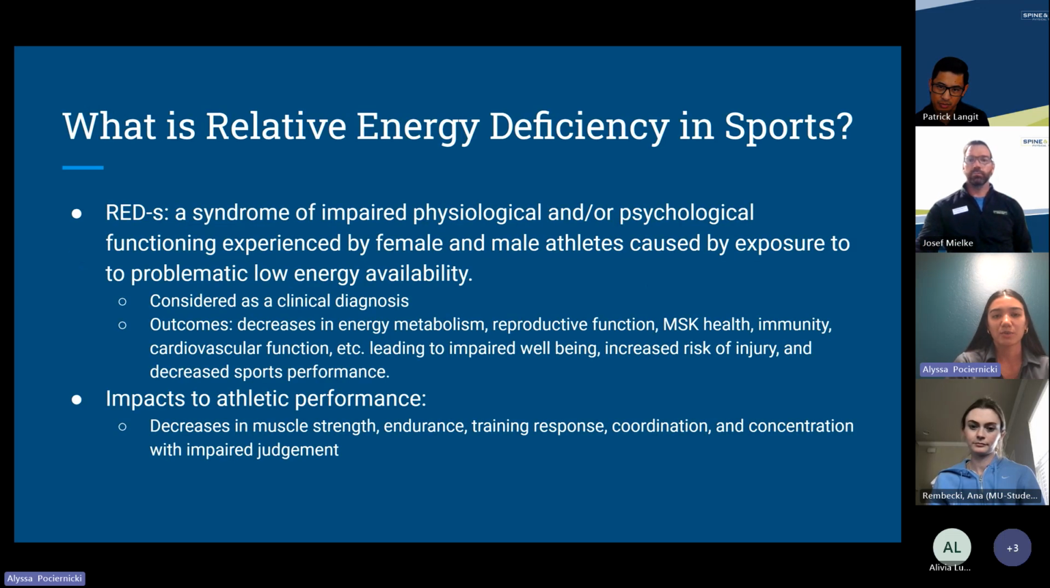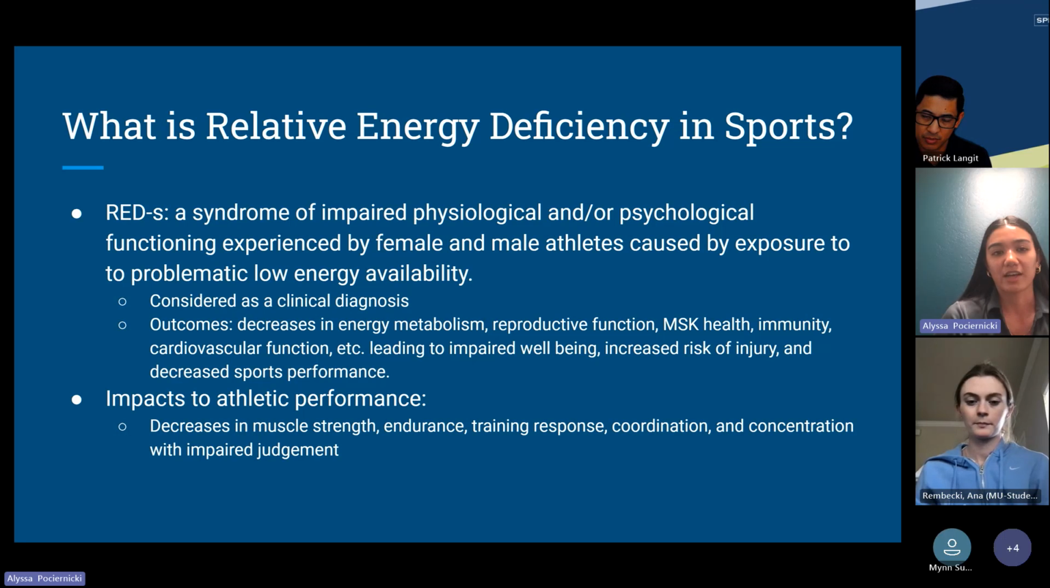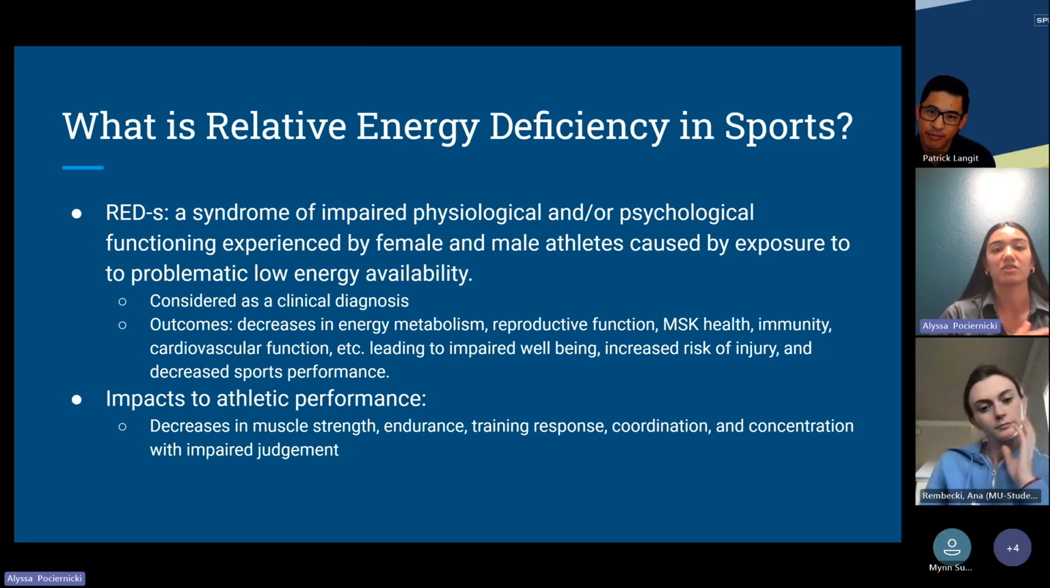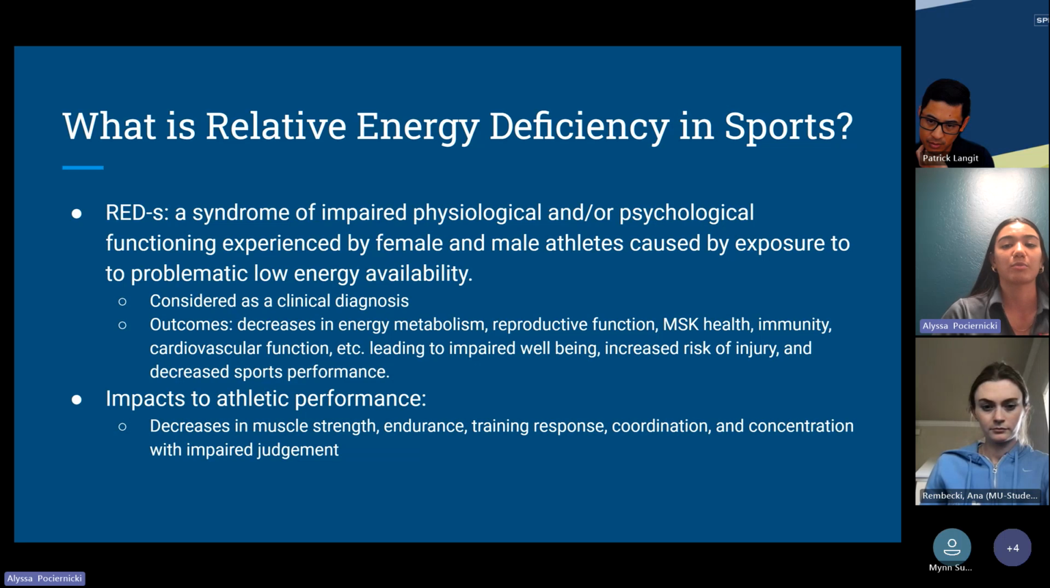To start, a lot of the information that I gathered is from the International Olympic Committee, so this definition actually came from their website. What is relative energy deficiency in sports? It is a syndrome of impaired physiological and or psychological functioning experienced by female and male athletes caused by exposure to problematic low energy availability. What is considered problematic low energy availability is if it's been prolonged or very severe.